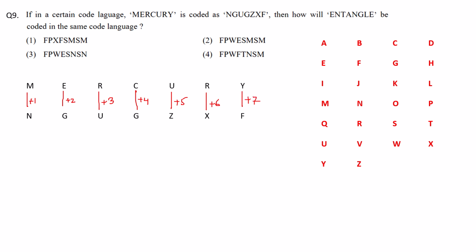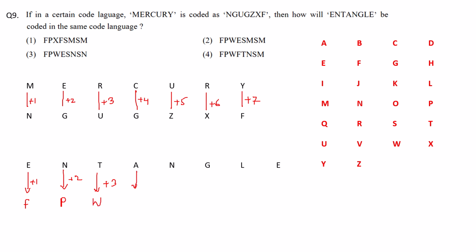Now for Y you have to see Y to Z one step, okay, then Z to A second step, A to B third step, B to C 4, C to D 5, D to E 6, and E to F 7. So 7 steps. Now same way you have to do for entangle also. So for E you have to move 1 step forward. So for E it will be F, 1 step forward. Now for N you have to move 2 steps forward. So it will be P. And for T you have to move 3 steps forward. So T to U, U to V, V to W.